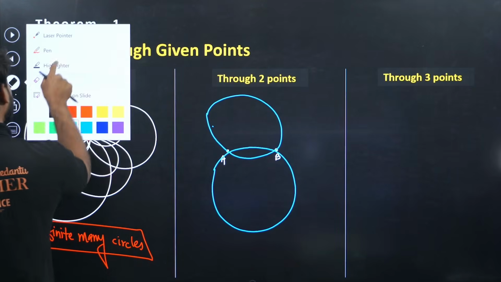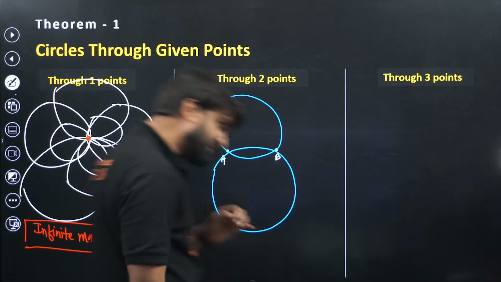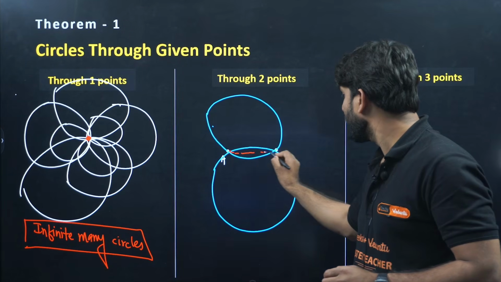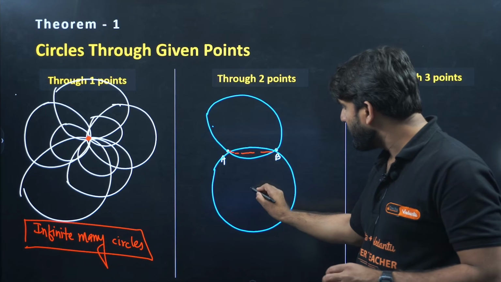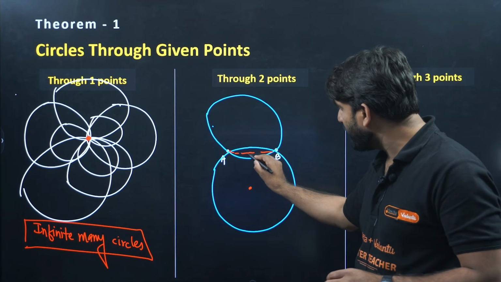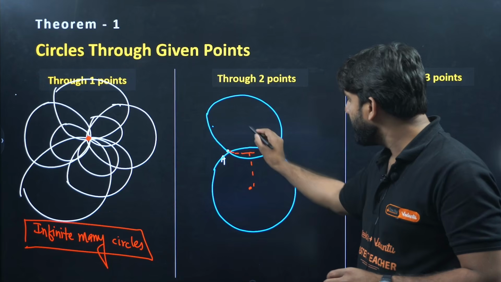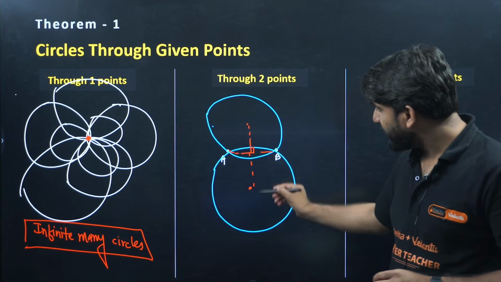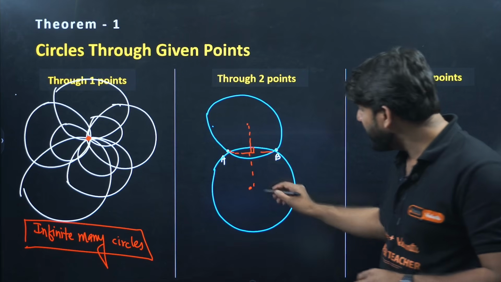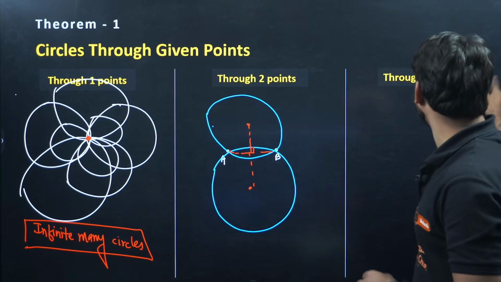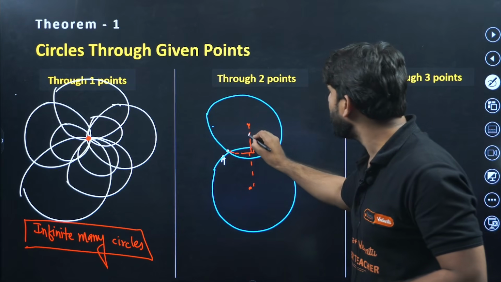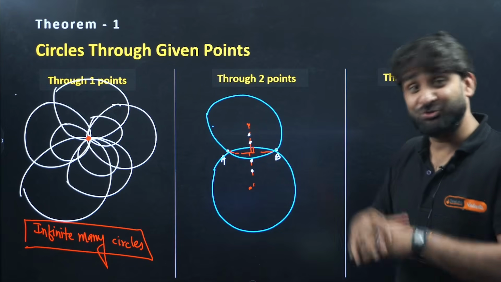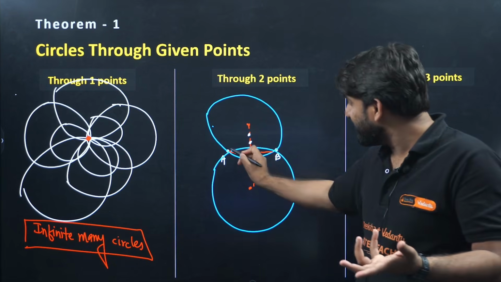But the interesting point here is, let's join these 2 points. And let's draw the perpendicular through this point, and here, the perpendicular through this point. So this is the line joining. My dear champion, if we mark so many points on this dotted line, how many points can we mark? We can mark so many points. If so many points, it means so many circles. And all the circles will be passing through these 2 points.